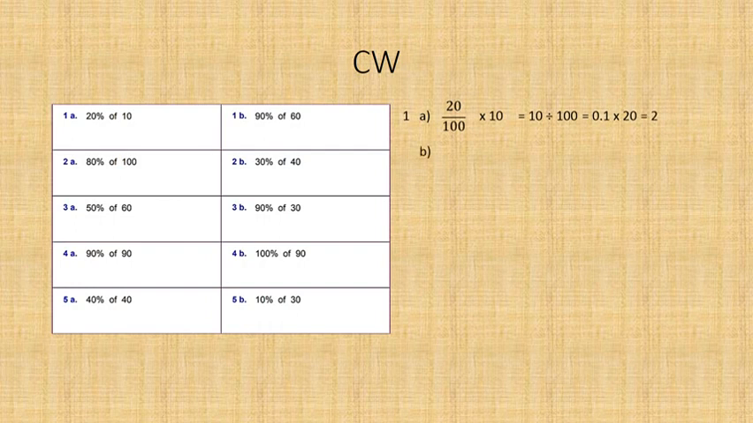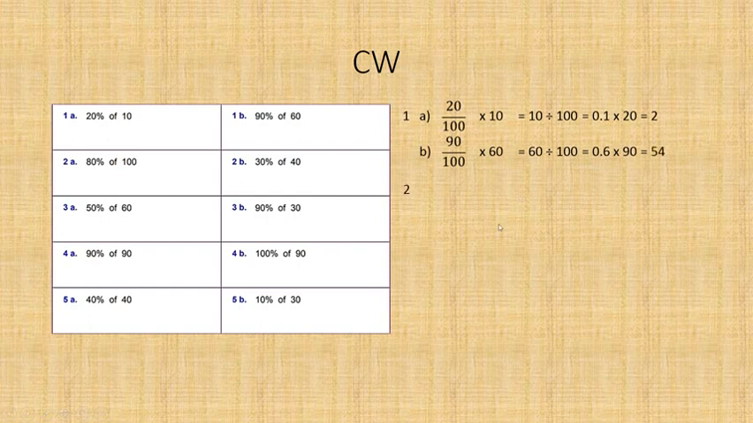Okay, number 1B. 90% of 60, so it's going to be 90 over 100 multiplied by 60. I would just divide the 60 by the denominator, which is 100. So 60 divided by 100 is equal to 0.6. And this 0.6 I will multiply by 90. So 0.6 times 90, just ignore the decimal point and multiply normally. The answer is going to be equal to 54.